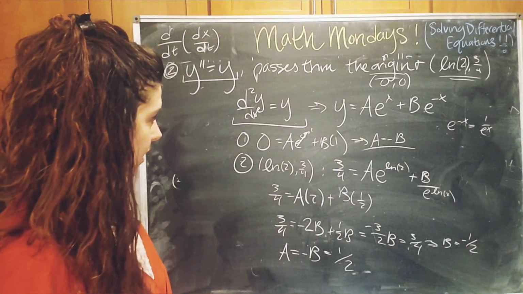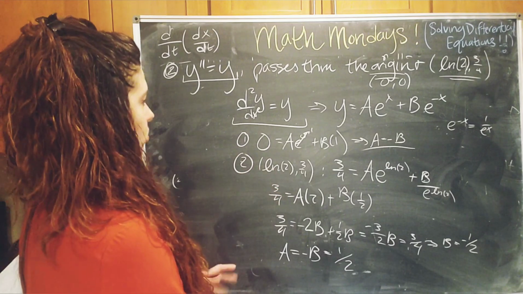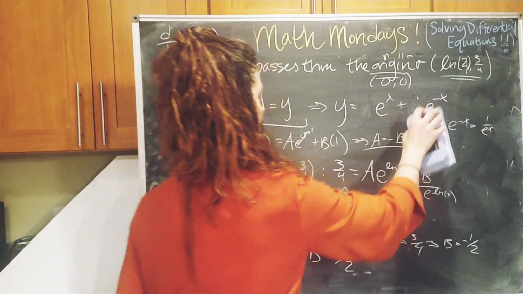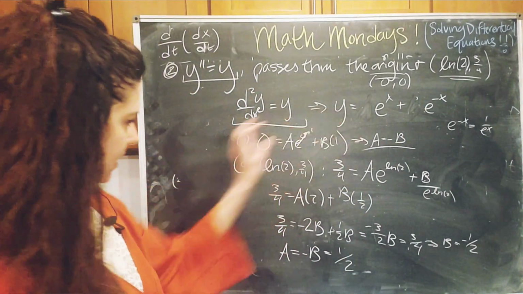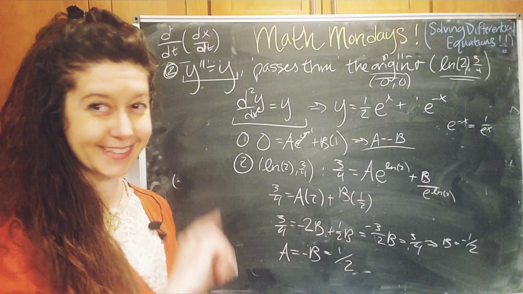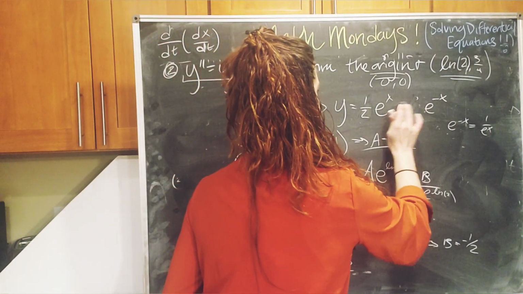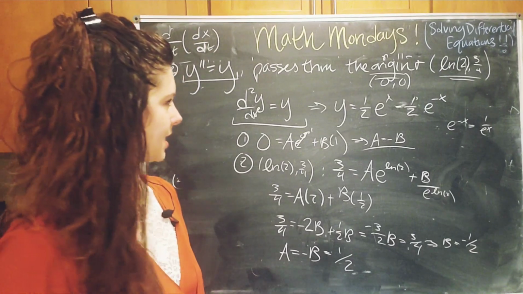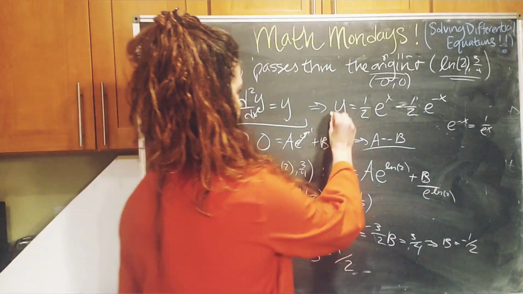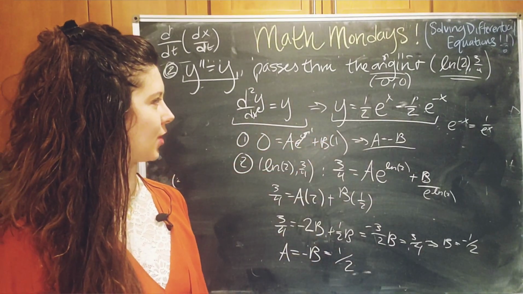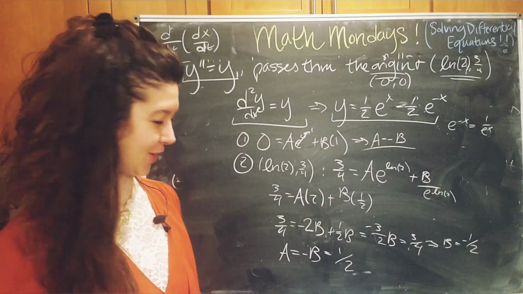Okay, so then you would rewrite the solution with your known constants. You're going to get y equals 1/2 e to the x, a is positive, tricky, minus 1/2 e to the negative x. This is actually one of those fancy hyperbolic trigonometric functions. So if you're interested in that, you can look it up.